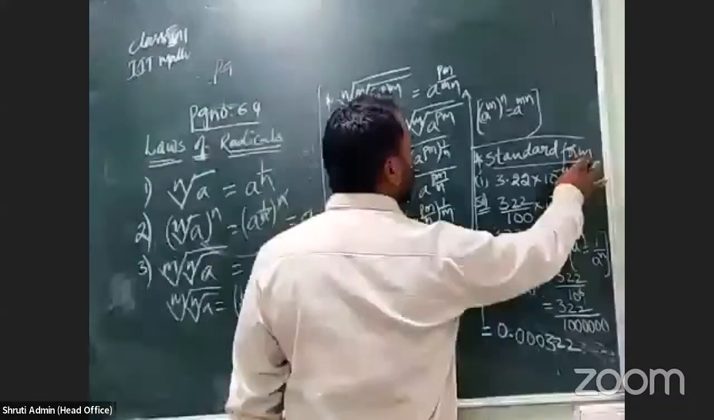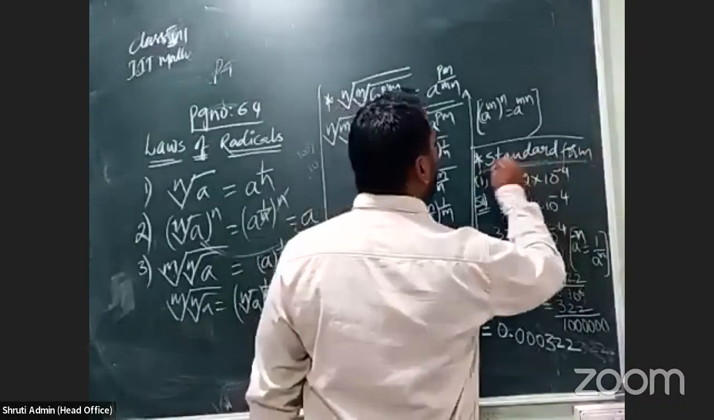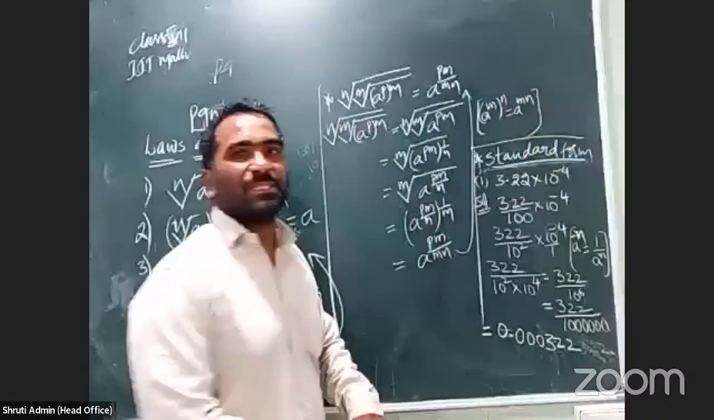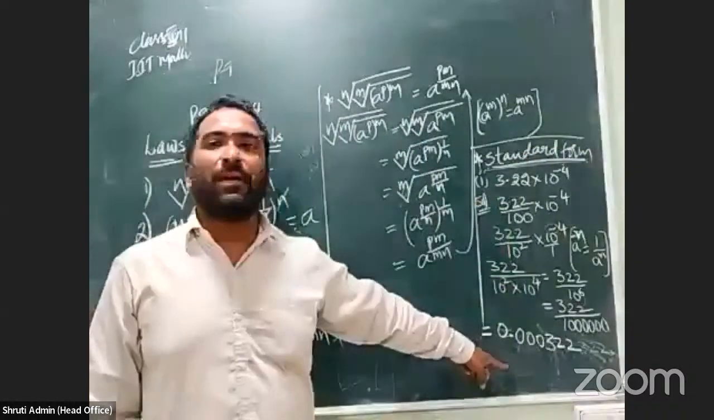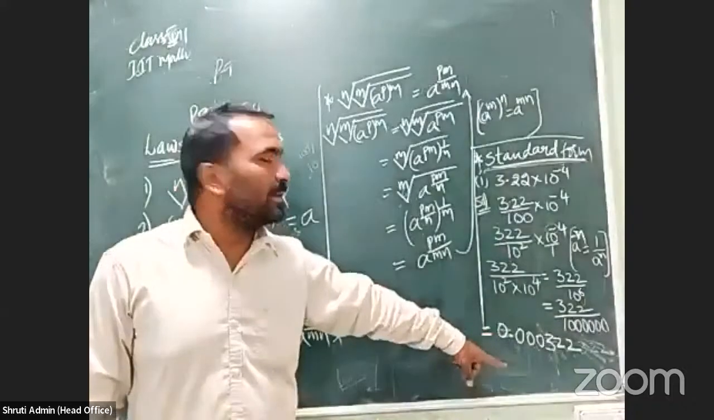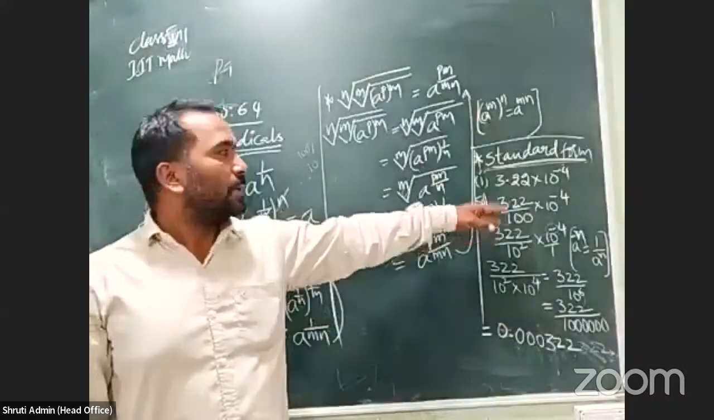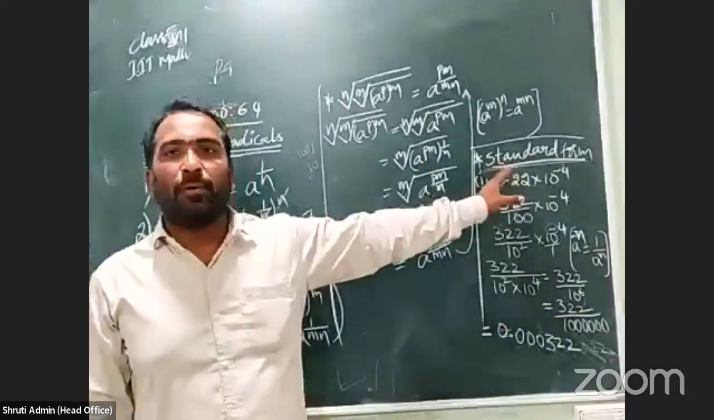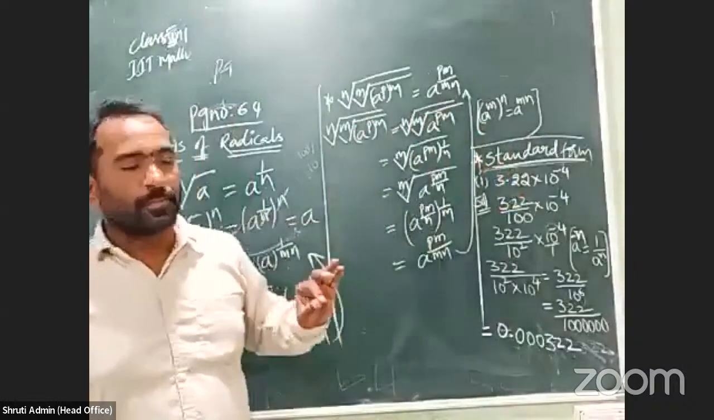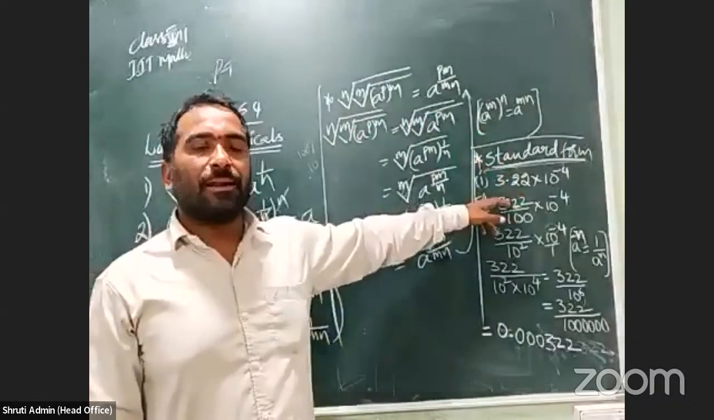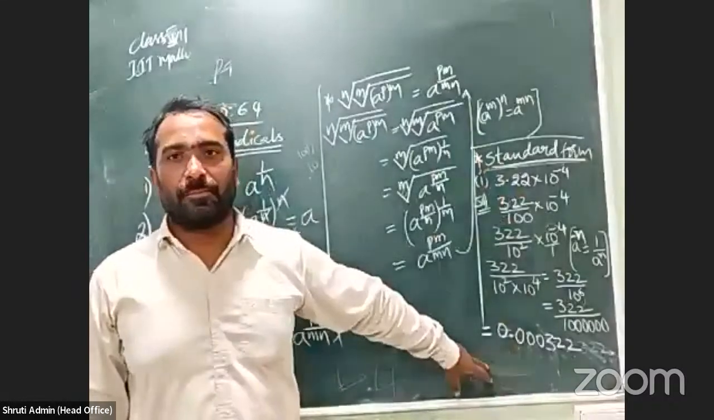This is standard form to decimal form. Actually, the given questions are in terms of standard form, and we are converting them into decimal form. Decimal form can also be converted into standard form. Actually, 3.22 into 10 power minus 4 is the standard form. We are converting the standard form into decimal form.